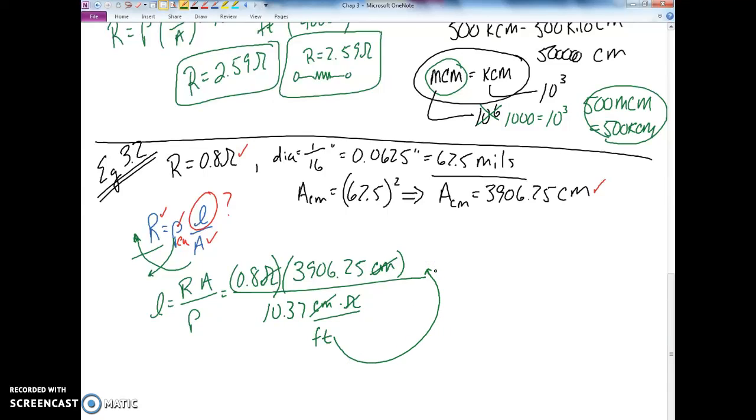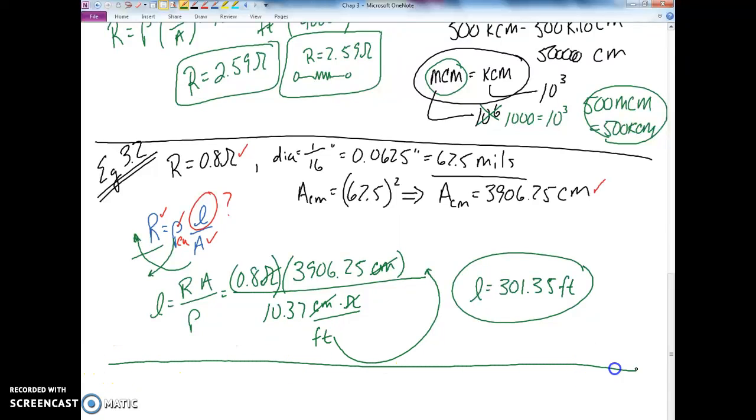Multiply that out. And if the book did it right, they get a length of 301.35 feet, and that is the length of the remaining copper. Okay?